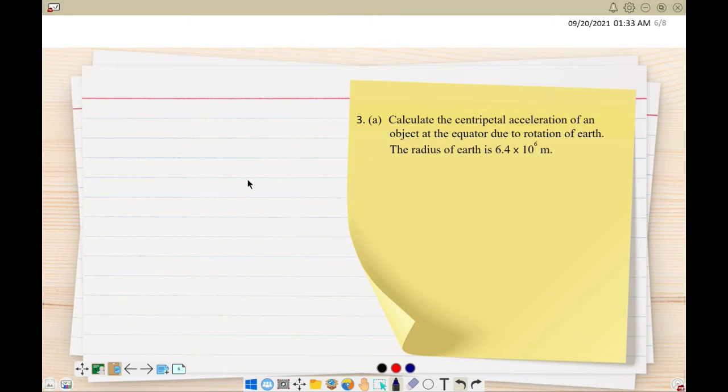Okay, look at our next question. Question number 3A. Calculate the centripetal acceleration of an object at the equator due to the rotation of Earth. You are given the radius of Earth is 6.4 times 10 to the power of 6 meters. Okay, so we first list out our information given, which is the radius of Earth 6.4 times 10 to the power of 6 meters. And you need to find the centripetal acceleration at the equator. Okay, equator is khatulistiwa. Like Malaysia.